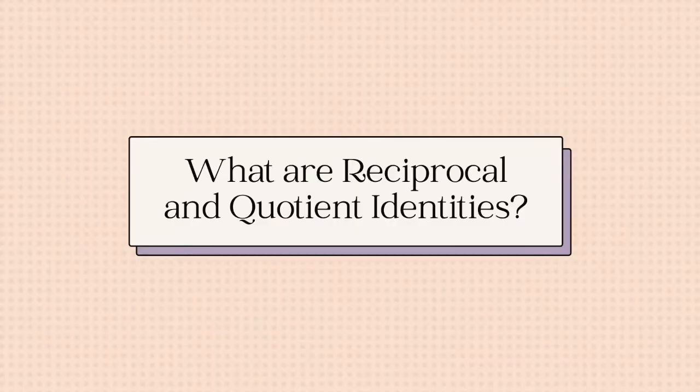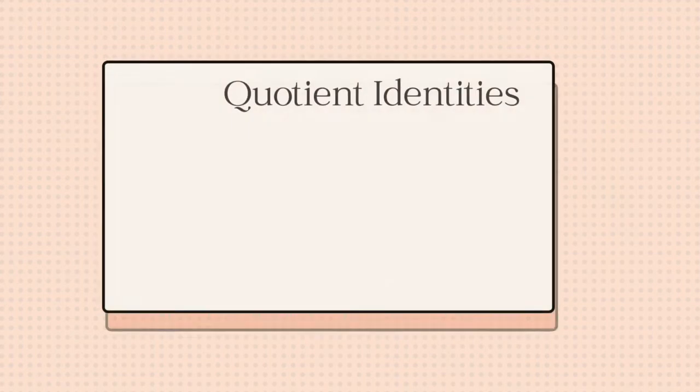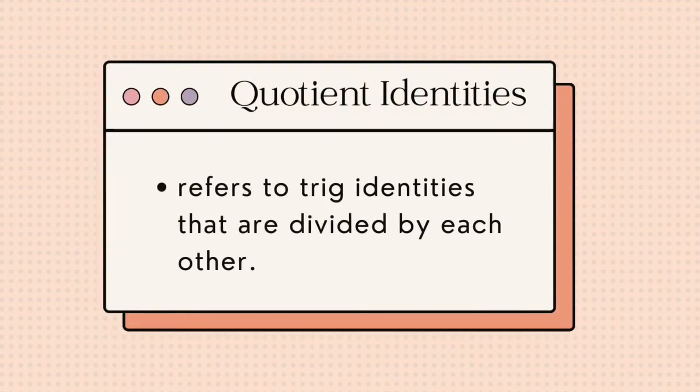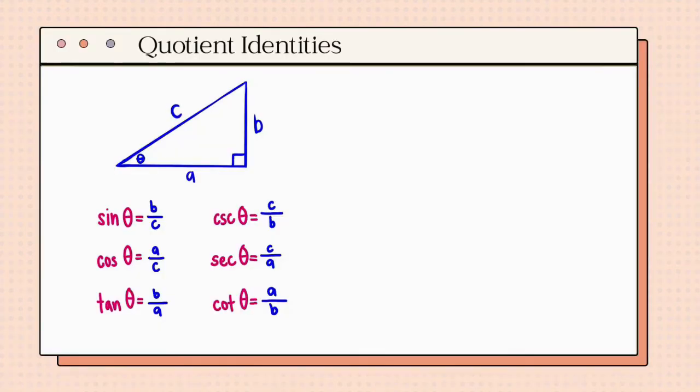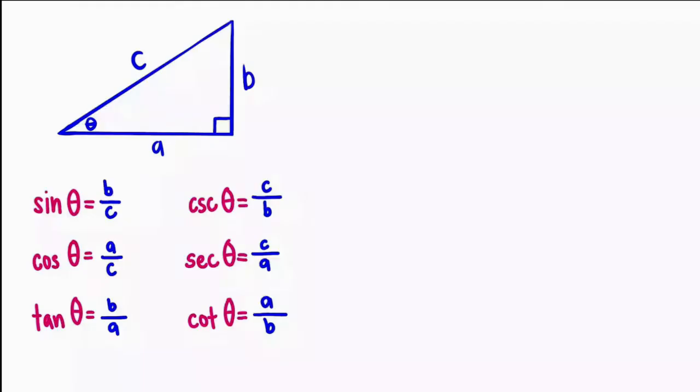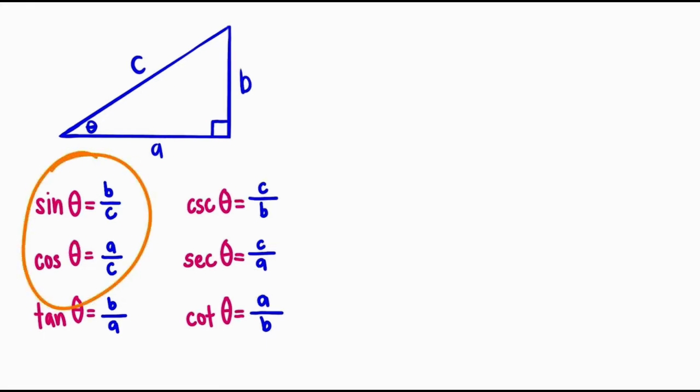Now that we have discussed the reciprocal identities, let's now move on to the quotient identities. Quotient identities, as the name says, involve the process of dividing trigonometric functions with each other. To get a better view, let us zoom in. For now, let us look at the relationship between these six by dividing them.